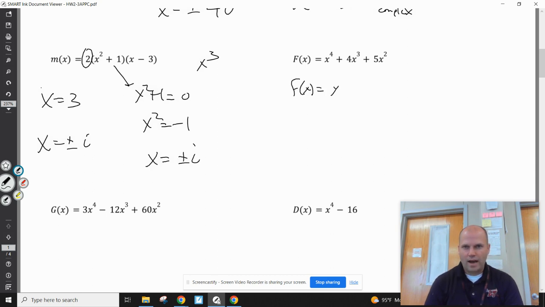We might have to factor. We hope to factor some more. 2 numbers that multiply to get 5 and add to get 4. Can't be done.